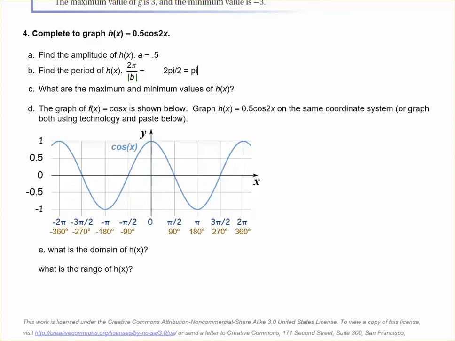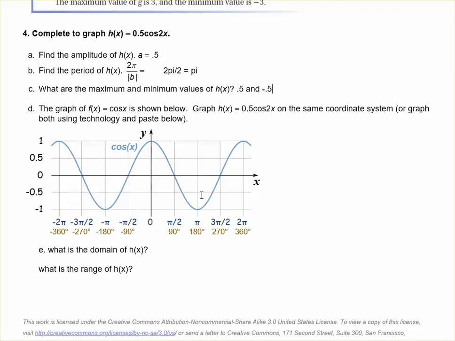That means it's going to complete one cycle. Instead of it taking 2 pi to complete one cycle like cosine usually does, it will get all done by pi. So it's going to go faster. What are the maximum and minimum values? Well, it's not going to go as high. So our maximum value is 0.5, and our minimum value would be -0.5.